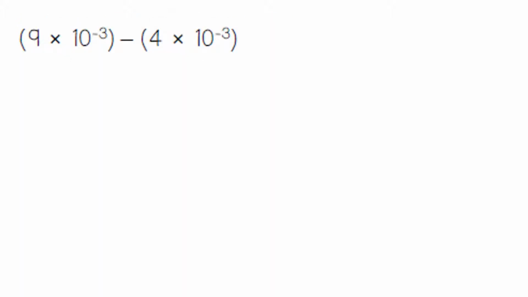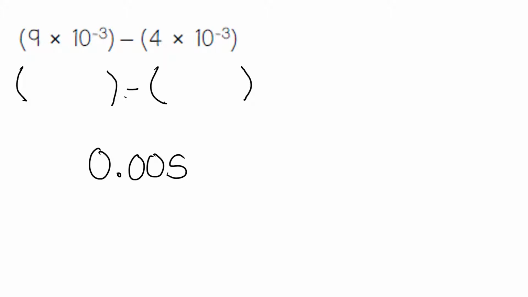For the next problem, again, type it in exactly as you see it written. Parentheses have to be around both parts of the problem. So it's around the 9 times 10 to the negative third, and it's around the 4 times 10 to the negative third. When we subtract those two, we get the decimal 0.005. We do not want that answer as it is not in scientific notation.